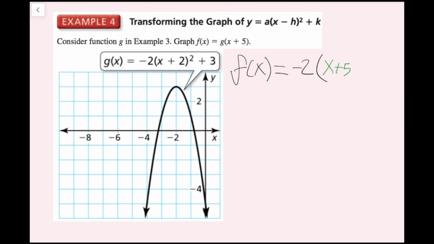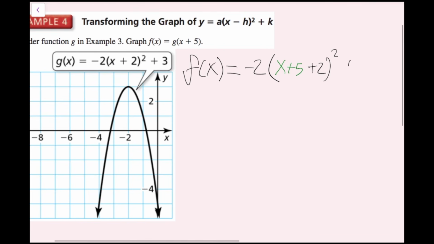and then that will be plus 2, because all I'm doing is changing my x here. This is g of x. So g of x plus 5, wherever I see an x, I just put an x plus 5. And then this will be squared, and then plus 3. Okay, well, I can combine 5 and 2 to get 7. So this is going to give me -2 times x plus 7 quantity squared, all plus 3.